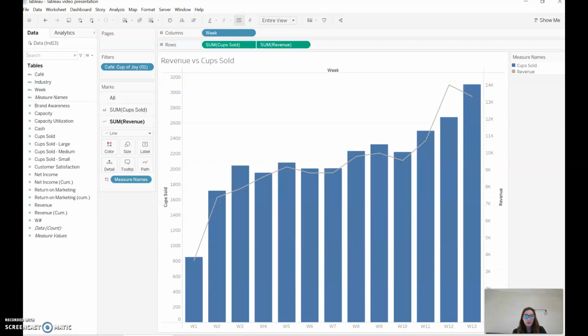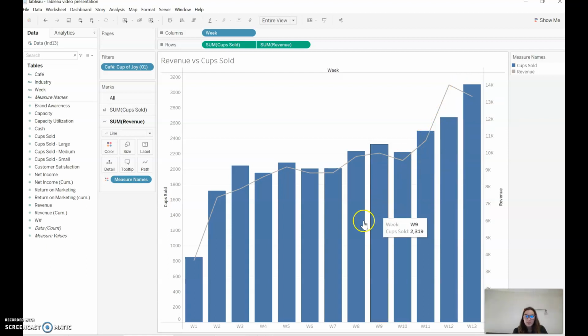Next, over here, revenue versus cups sold. With this graph, the revenue and the cups sold increased and decreased. As you can see here, it goes up, up, up, then it decreases, increases again, decreases, stays the same, increases, decreases, increases, increases, increases. Same with our revenue: increases, up, increases, decreases a little bit, increases again, decreases, increases, and decreases.